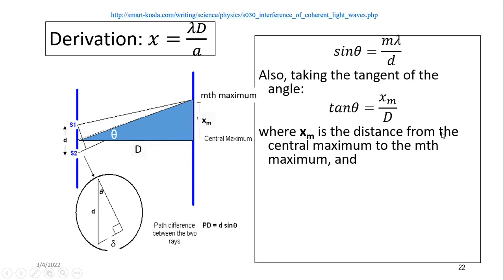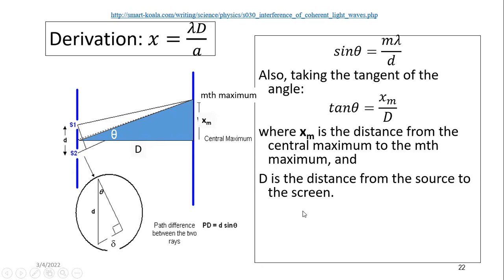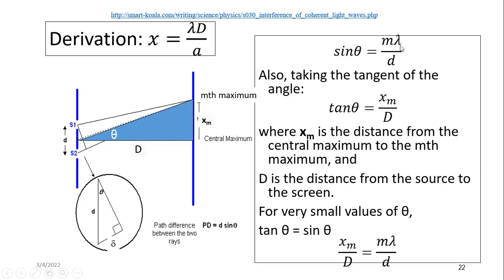XM is the distance from the center to the nth bright fringe. D is the distance from source to screen. Right? And the angle theta is very small, and this tangent theta equals sine theta. Then we have got our equation already. This one equals to that.